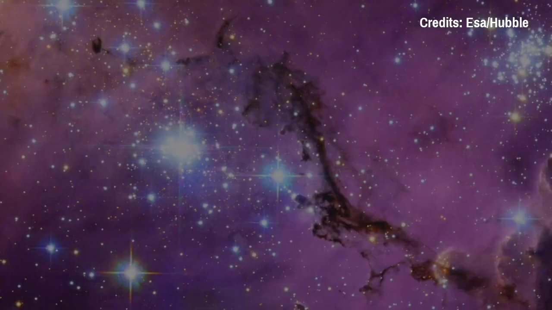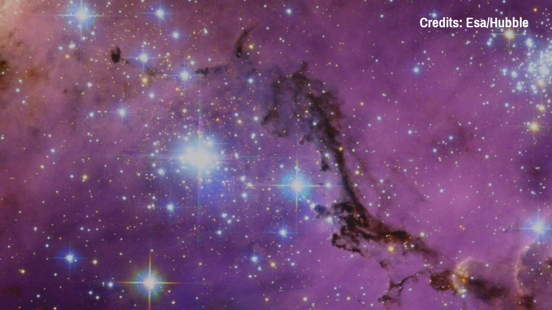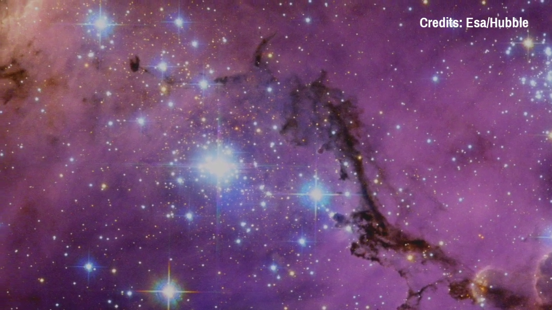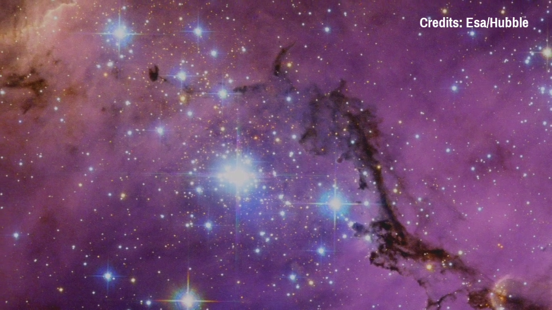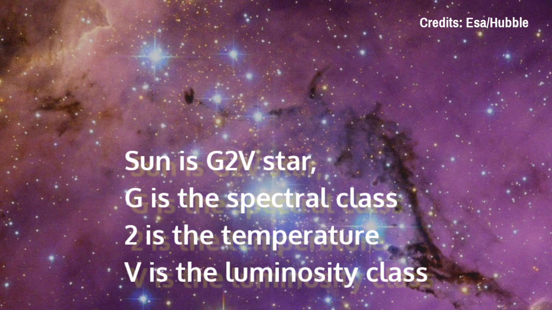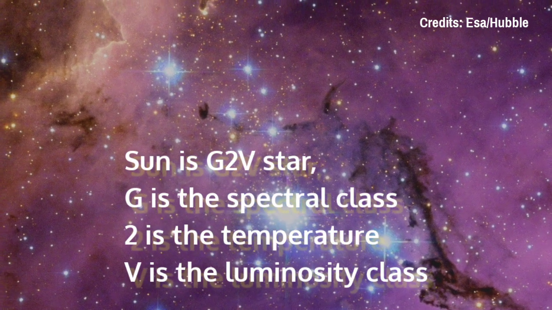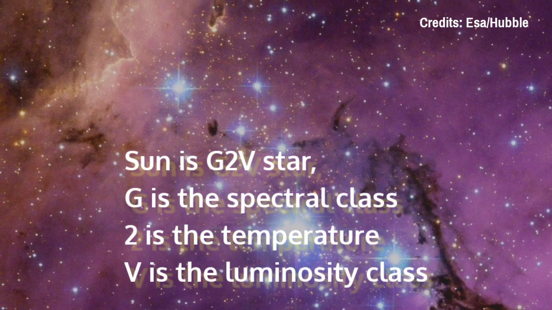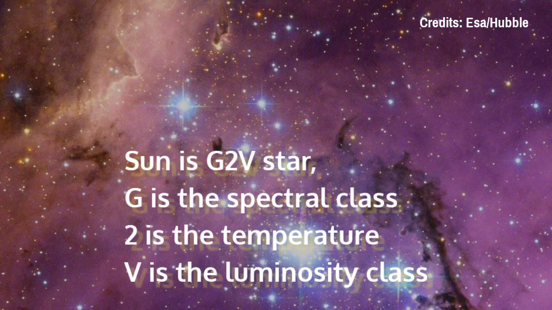And these are the different classifications of the stars. Using these we can classify a star. For example, the Sun is a G2V star. In this, G is the spectral class of the star, 2 refers to the temperature, and V refers to the luminosity class, a main sequence star.